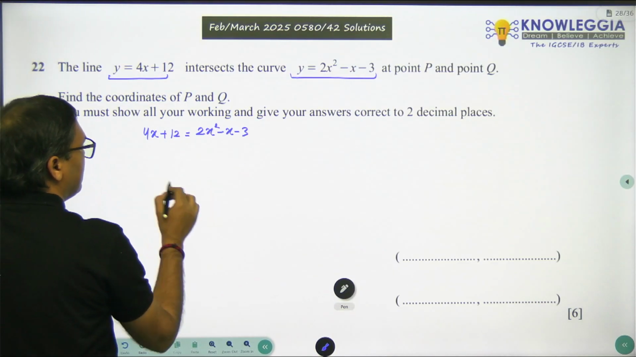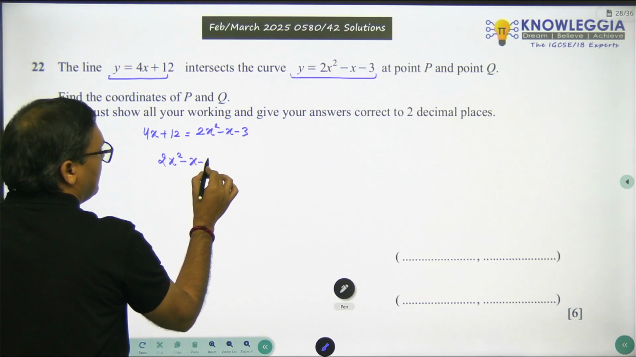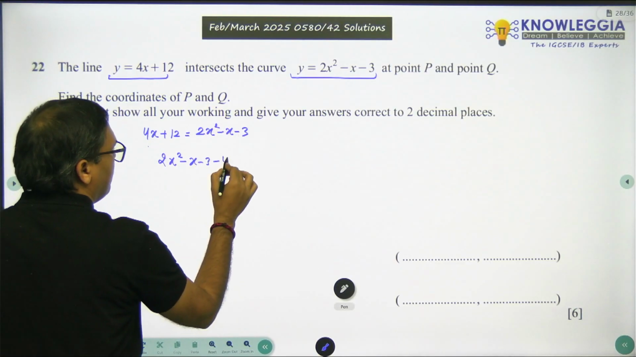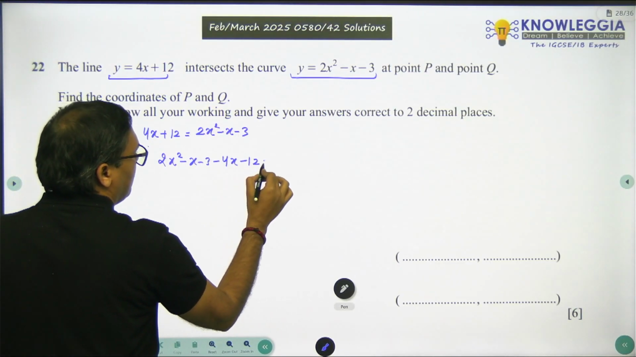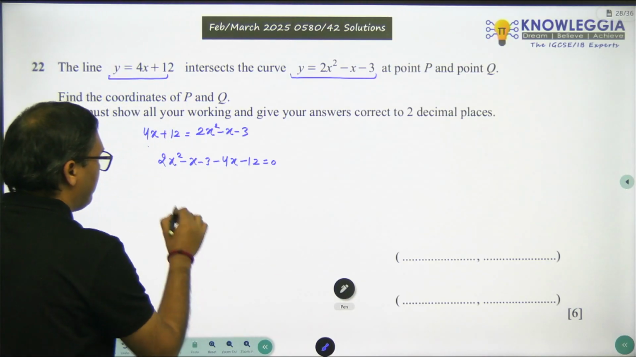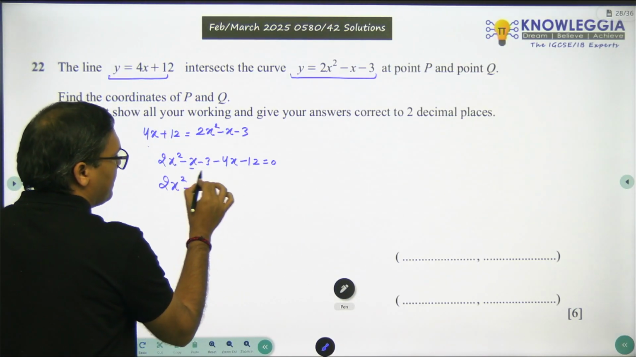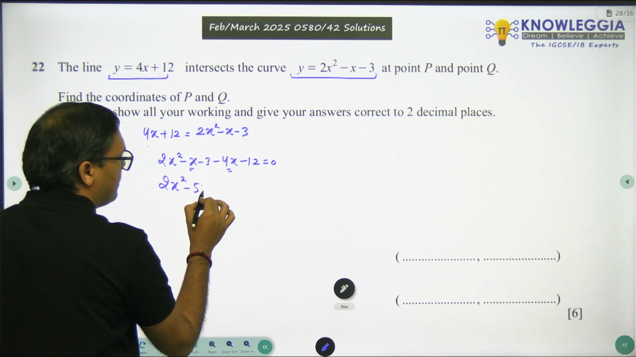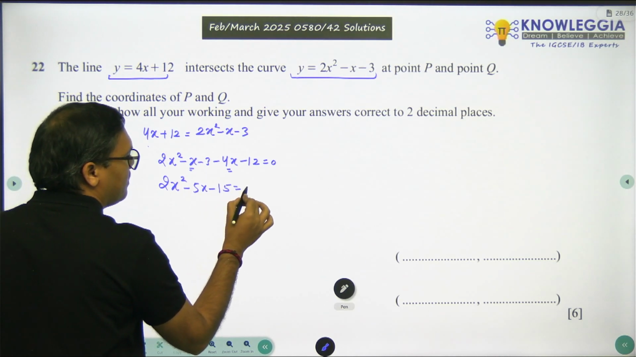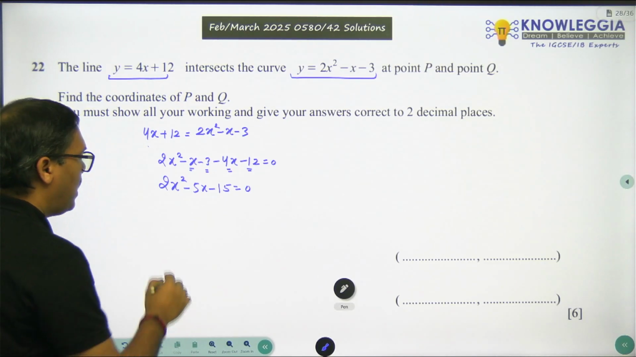So just arranging the terms, you can see this is 2x square negative x negative 3. I'll take all the terms on this side: negative 4x and negative 12. Just adding negative 4x and negative 12. Correct? So further simplifying: 2x square, negative x negative 4x is negative 5x, and negative 3 negative 12 is negative 15. Correct? Now how will you solve this?